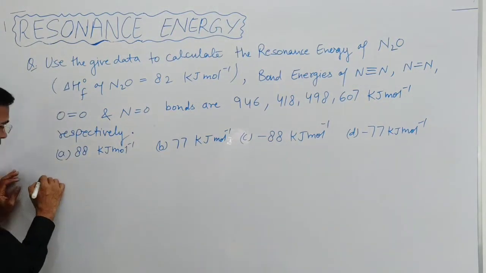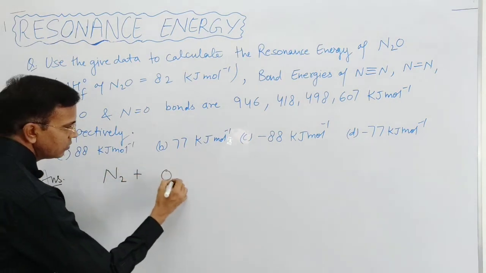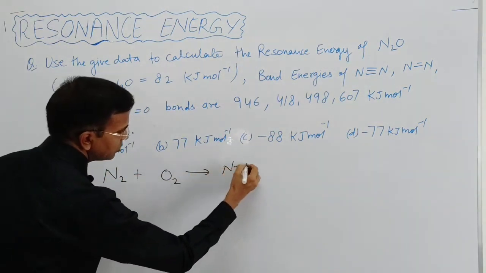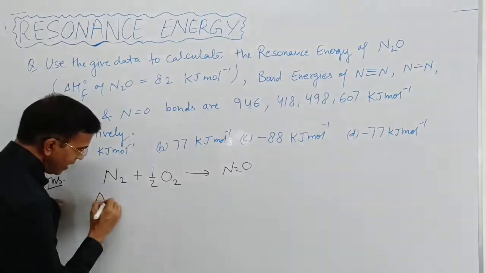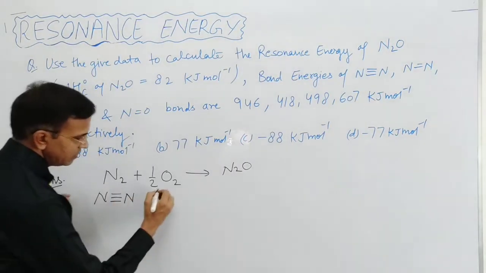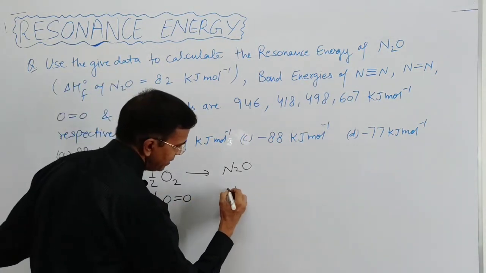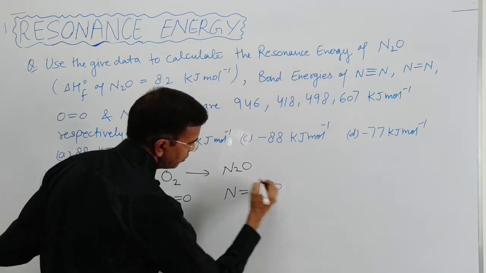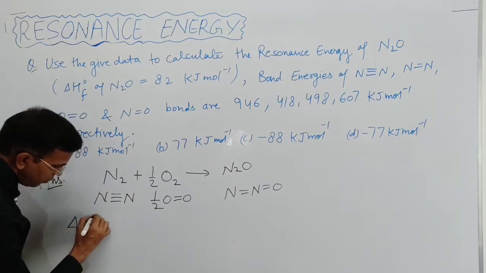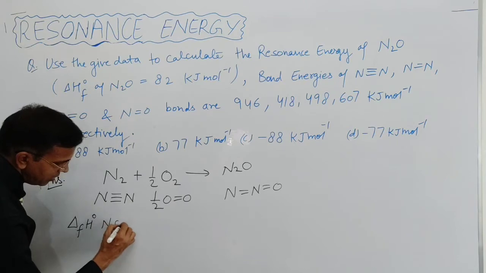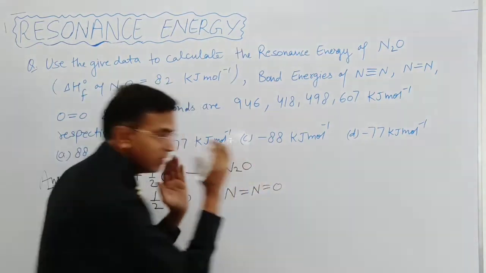So N2O is formed according to N2 plus O2 gives N2O, and here if we are going to balance, this becomes half. N triple bond N, half O double bond O, and here N double bond N double bond O, N2O. So beta, if we are going to calculate the enthalpy of formation of N2O, then it will be the energy of this plus energy of this minus energy of this.